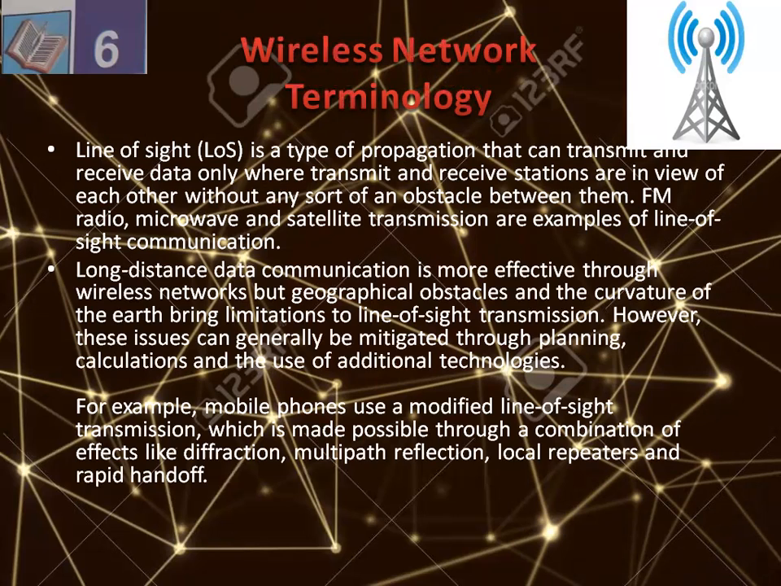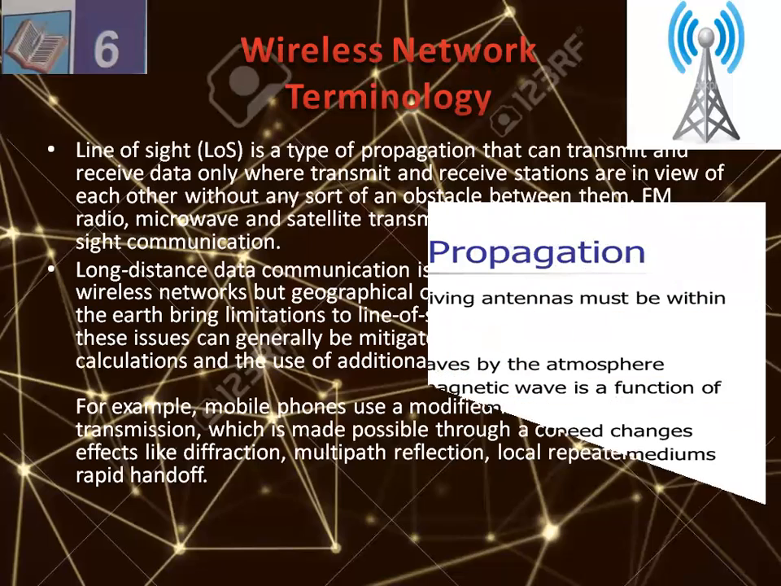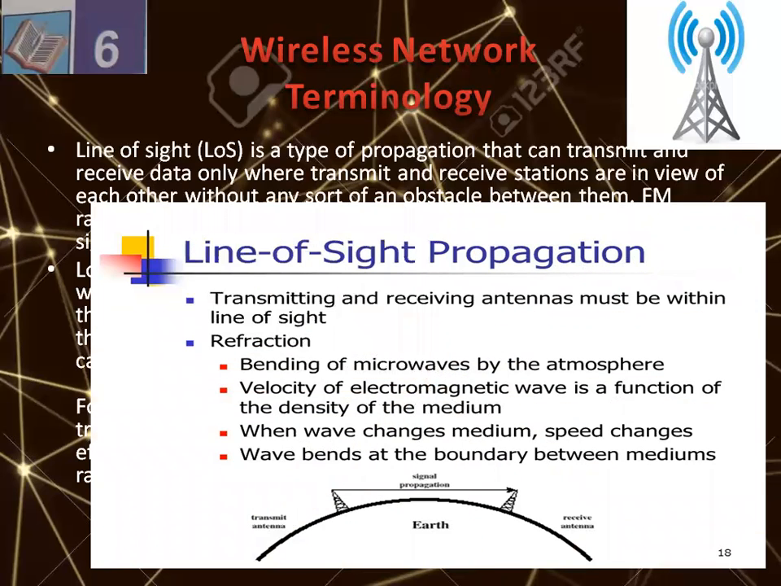For example, mobile phones use a modified line of sight transmission, which is made possible through a combination of effects like diffraction, multipath reflection, local repeaters, and rapid handoff. So this is line of sight communication, in which signals can transmit and receive only where the transmitting and receiving stations are in view of each other, without any obstacle, without any hurdle. They can send and receive the signals. So transmitting and receiving antennas must be within line of sight.